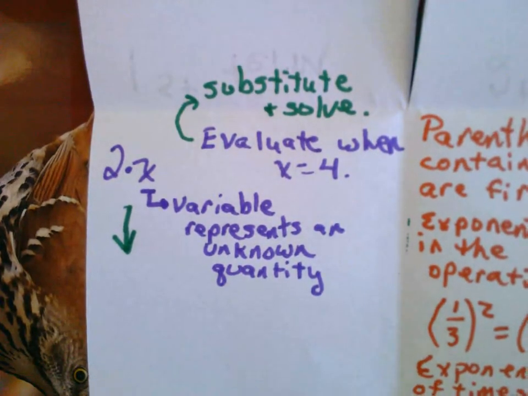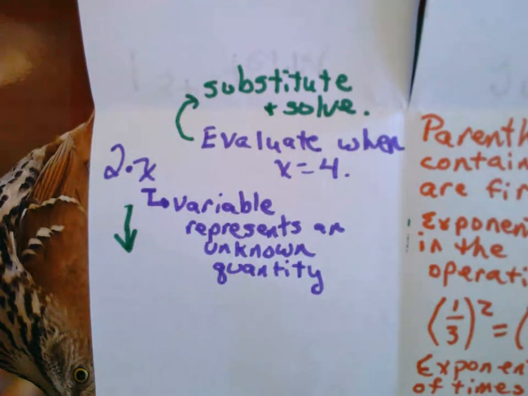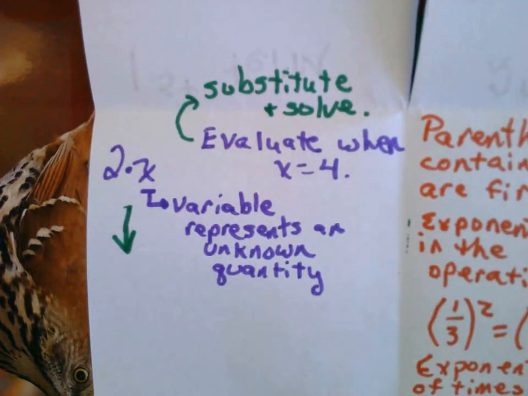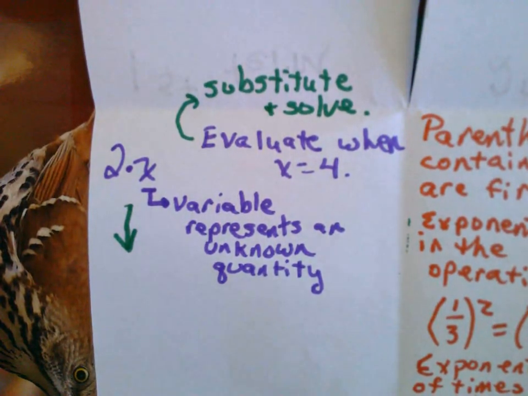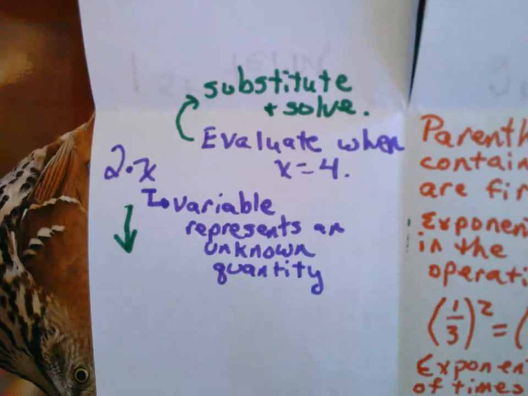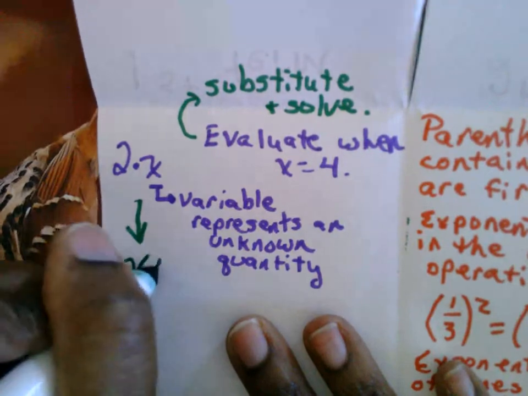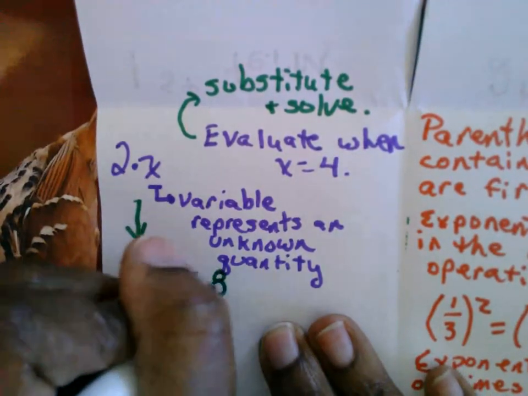On the first term, we were given 2x. Without knowing the value of x, we cannot do anything with it. But if we are told to evaluate it and they give us a value for the variable, then we can substitute the value for the variable and solve it. I'm telling you that the value of the variable is 4. If the value of the variable is 4, what will that term be equivalent to? Yes, because 2 times 4 equals 8.